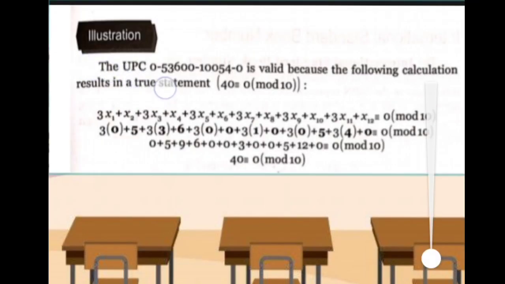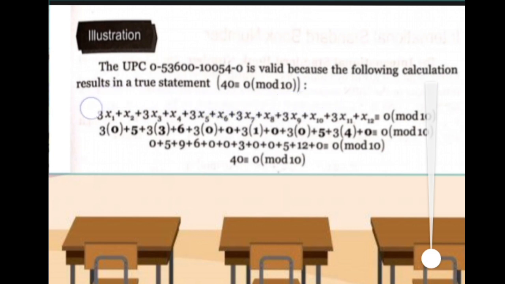The UPC 053600-10054-0 is valid because the following calculation results in a true statement, where 40 is congruent to 0 modulo 10.